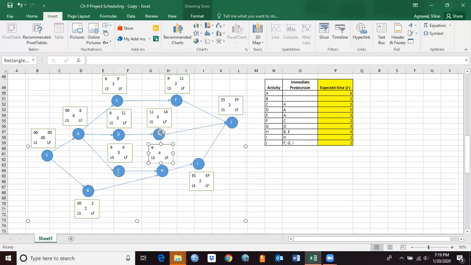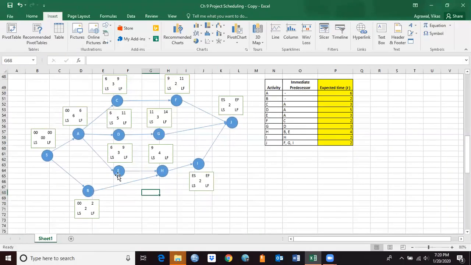So what I have to do is take the maximum early finish times for both of these activities and put that here. And the reason being, activity H can only be started once E and B, they both are done. Now if B is done on 2nd week and E is done on 9th week, I cannot start activity H on 2nd week because E is not completed yet. So I need to wait for the E, and once E is done, which is 9th, I'm going to put 9 here, so I can start H on 9.